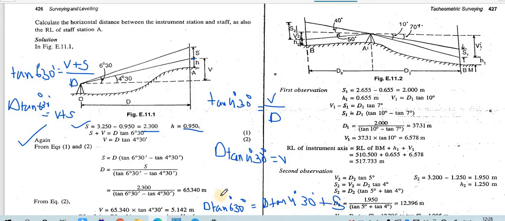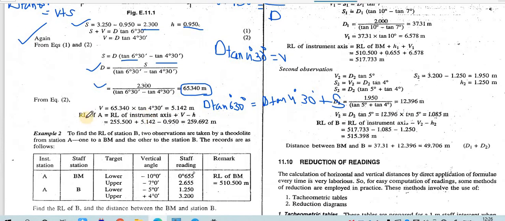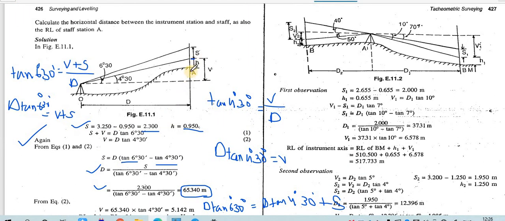We will keep the D terms on the left hand side and S on the right hand side. So S equals D tan 6 degree 30 minutes minus tan 4 degree 30 minutes, D is common. We need to calculate the value of D, so we keep D on one side and divide by S. Now we have the value of S. Based on this calculation, we have easily calculated the distance D, which is coming out to be 65.40 meter.